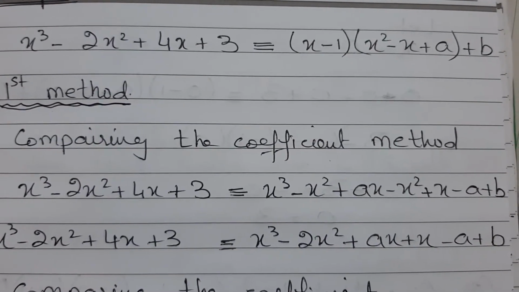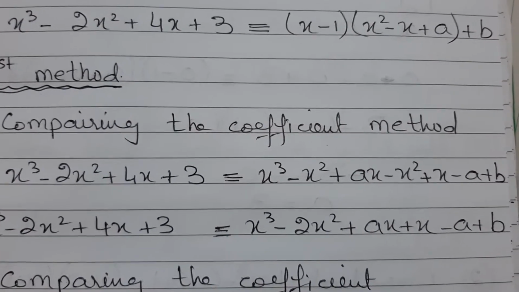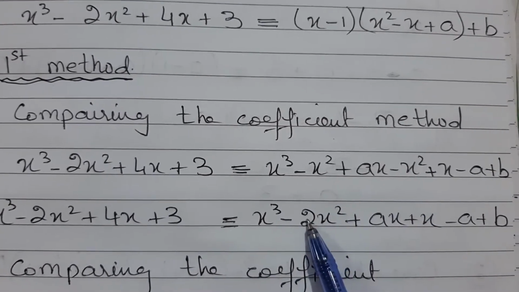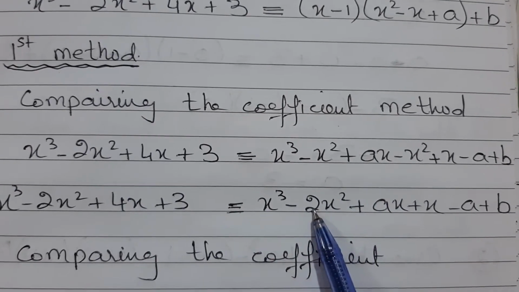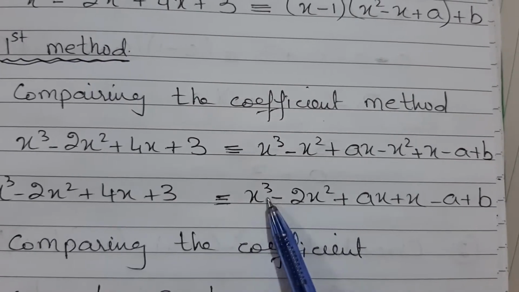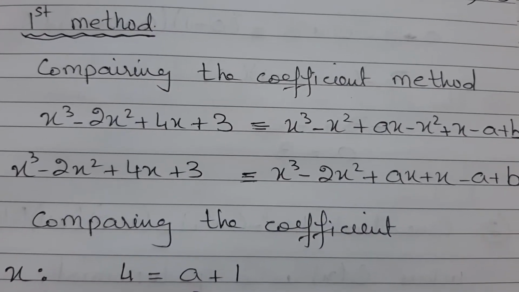So I'm expanding this right hand side. Here I have done expansion, simple algebraic expansion, and after that I am rearranging. You see cube term, these 2 are square term, minus 2x square, these 2 are x term. So I'm writing cube, square, x and constant. I'm writing in descending order.